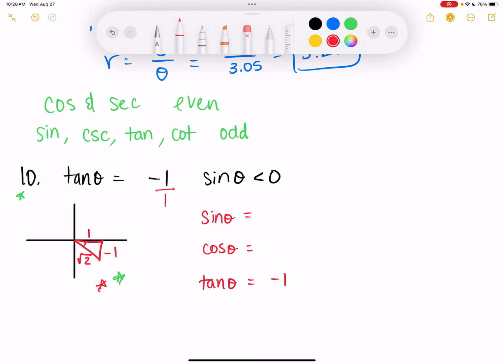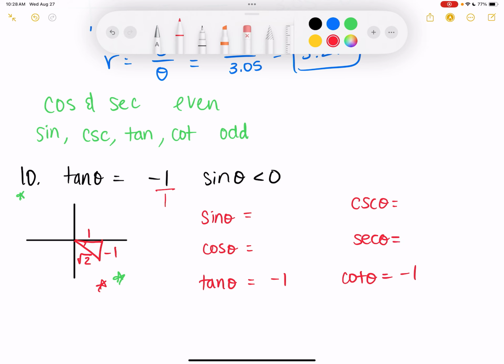So we know that tangent is -1, which means that cotangent also has to be the same thing. I mean, it's flipped, but we're not writing 1 over 1. And then cosecant and secant.